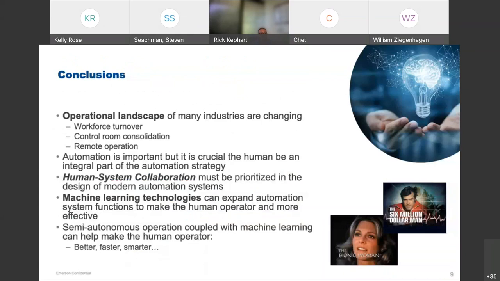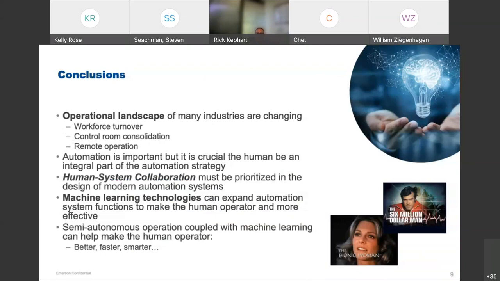In conclusion, the operational landscape is changing. You all know that better than I do, with workforce turnover, workforce evolution, control room consolidation, and remote operations. As a control person, I obviously think automation is pretty much the answer, but it's not automation by itself. It has to be human-system collaboration with that automation.